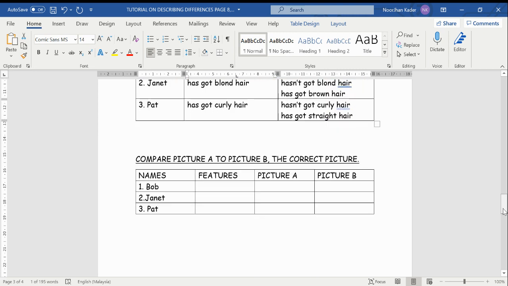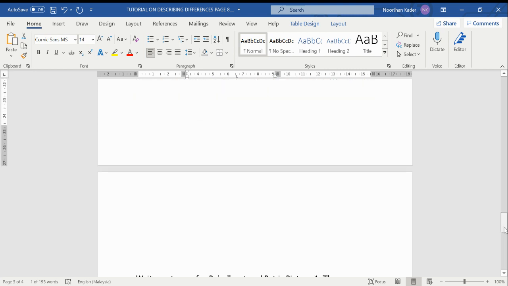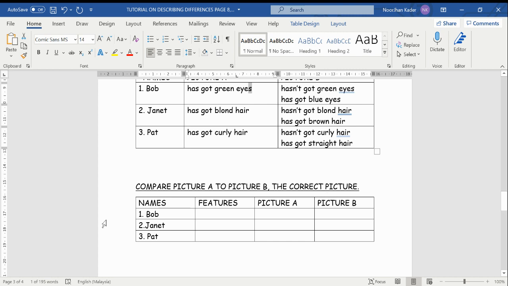Okay, let's do one more thing before we go to writing sentences. Compare picture A to picture B, the correct picture. That means compare picture A to picture B, and picture B is the correct picture. Okay, names: Bob.